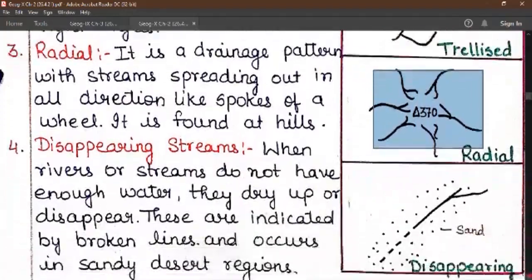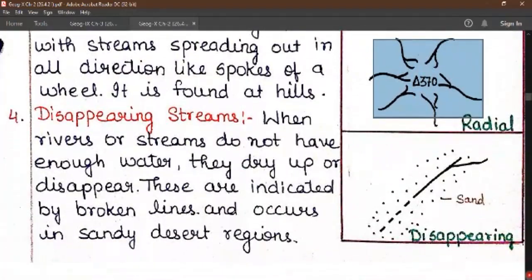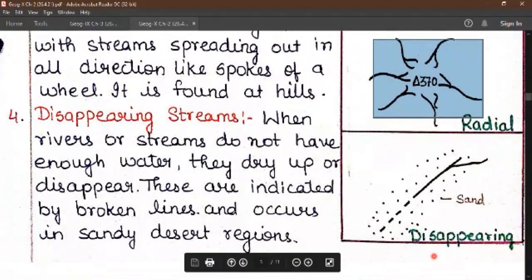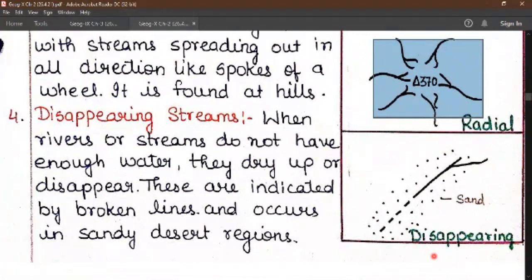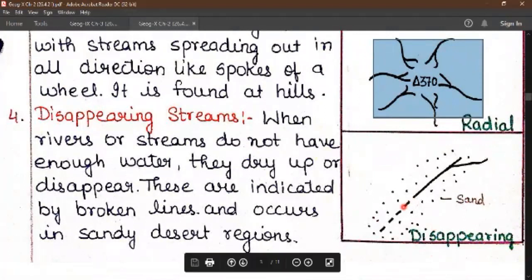And the last one, the fourth, is disappearing streams. When rivers or streams do not have enough water, they dry up or disappear. These are indicated by broken lines and occur in sandy desert regions. So it was continuous up to a certain point and then started disappearing.